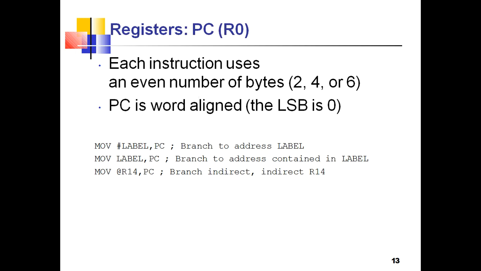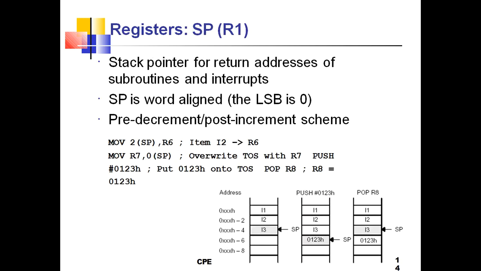Each instruction uses an even number of bytes. PC is word aligned, so the LSB is 0. I have given some examples of how to use the PC register. It always follows the address of every instruction to be executed in the program.